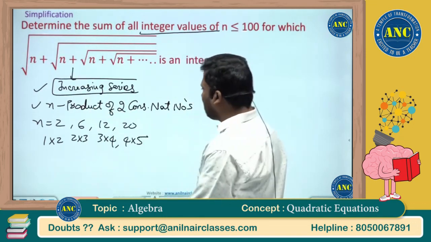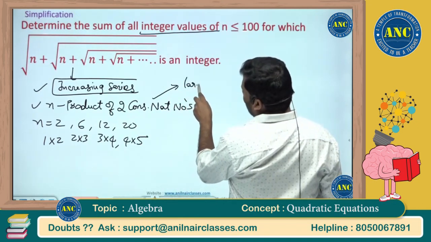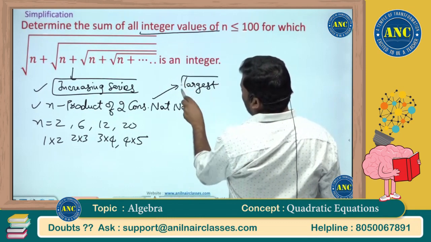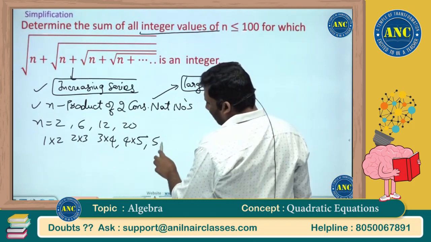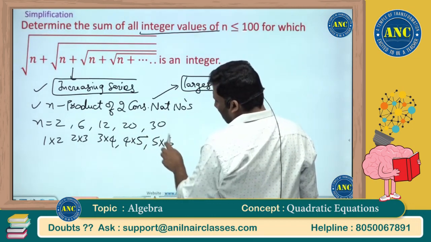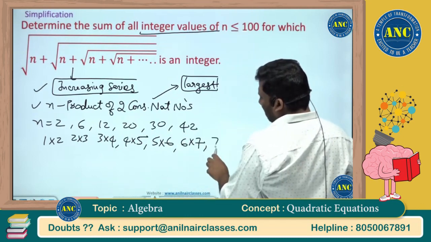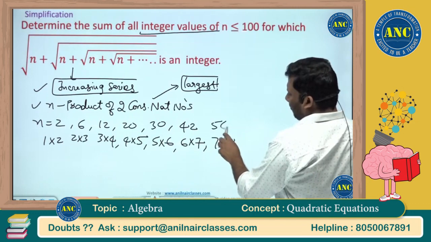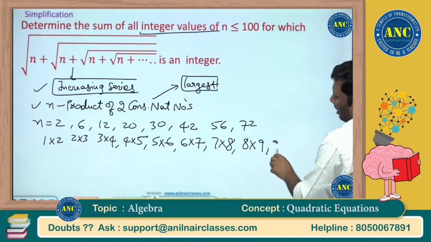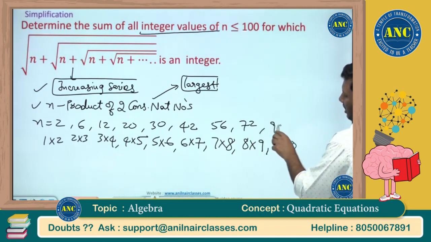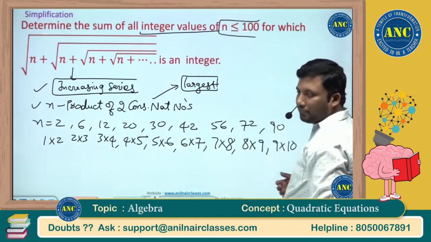If it is an increasing series, write it as a product of two consecutive numbers and take the largest. I hope the idea is clear. Next it is 5 into 6, which is 30. Next 6 into 7, which is 42. Next 7 into 8, which is 56. 8 into 9, which is 72. 9 into 10, which is 90. 10 into 11, 110.